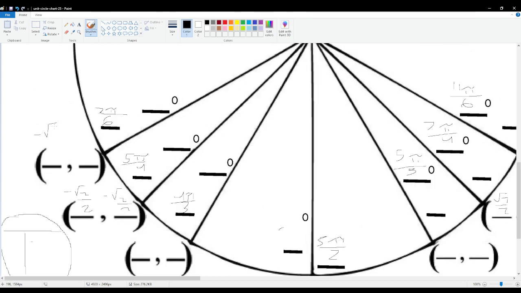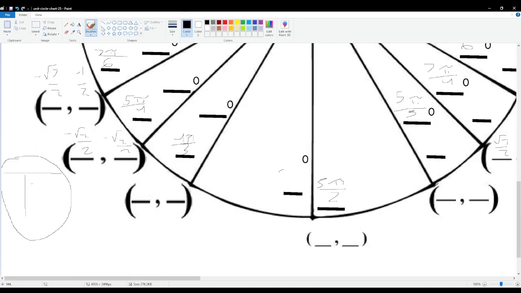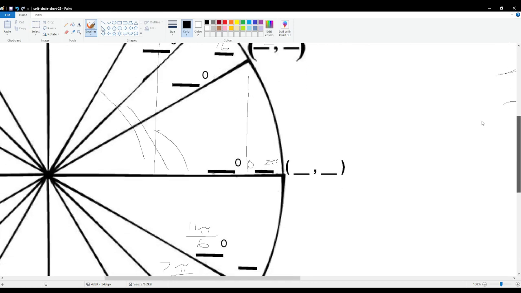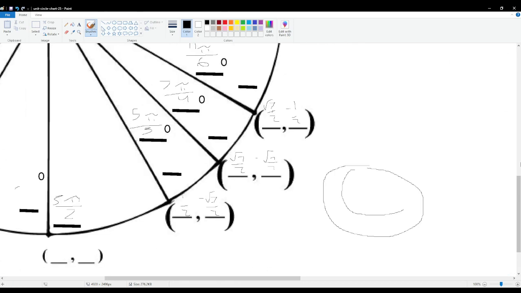So negative root 3 over 2, negative 1/2, negative 1/2, negative root 3 over 2. Oh, x is positive again. So now we're 1/2, negative root 3 over 2. Root 3 over 2, negative 1/2. Bam! You learned all your coordinates. That's the whole unit circle. That's it. It's literally the exact same thing.